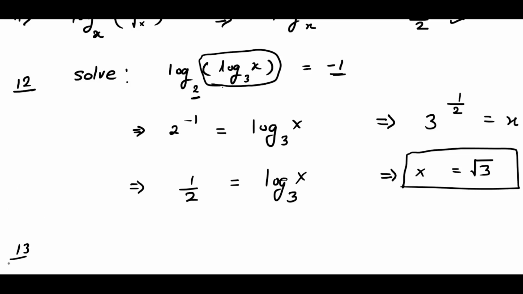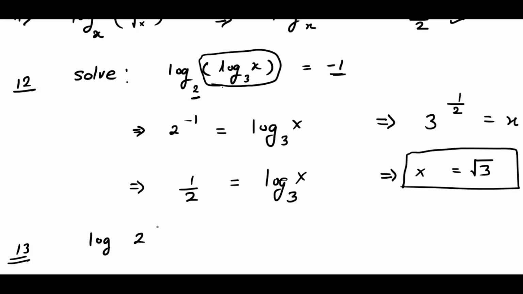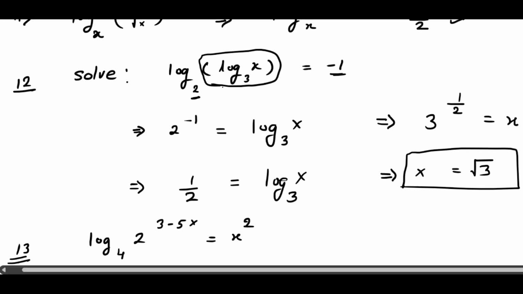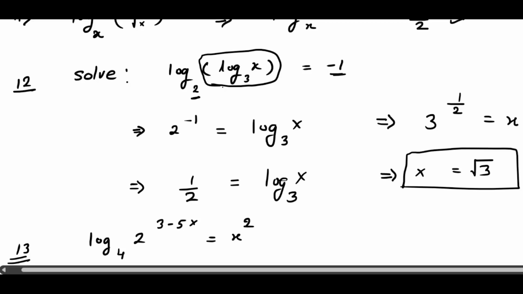Now one more problem. We have log 2 raised to 3 minus 5x, and base is given 4, and this is equals to x square. So you have to find out the value of x. Question number 30. I hope everyone has done 12.